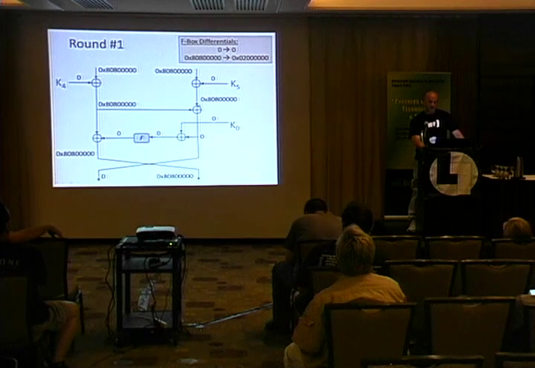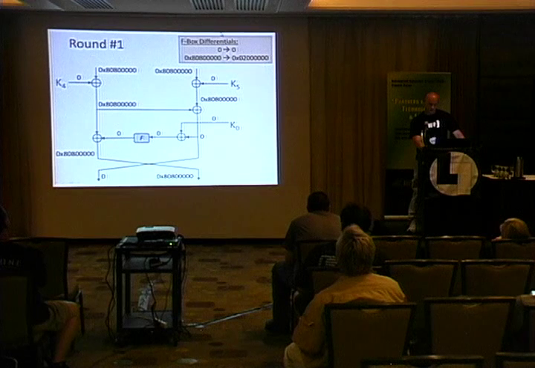These two differentials get XORed together, produce a 0, come through here, and at the output we end up with 0 on the left and 80 on the right. This little bit up here on the right is, think of it like your toolbox. It's what you can use to build this path. These are the options you have available for going through the F-box. So in the first round, we just do 0 to 0.